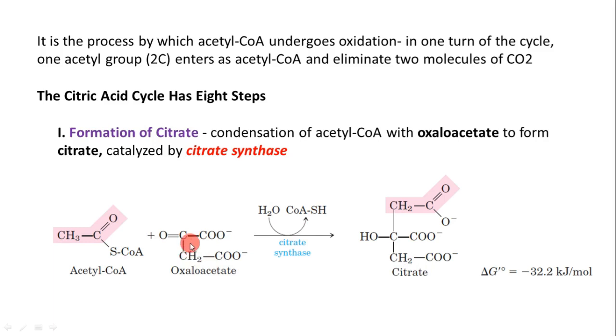The oxaloacetate is a 4 carbon compound, whereas the acetyl part is a 2 carbon compound. So this 2 carbon acetyl group will be added to oxaloacetate, thereby a 6 carbon compound, namely citrate, is formed. The standard free energy change delta G0 is minus 32.2 kJ per mole. This is the first step of the citric acid cycle, and the reaction is catalyzed by the enzyme citrate synthase.